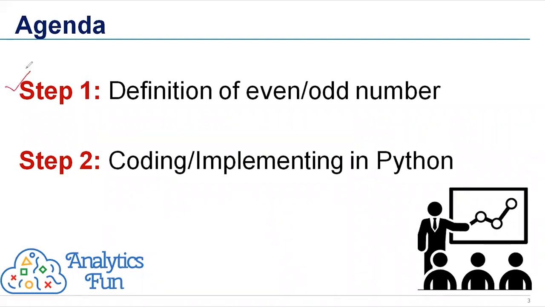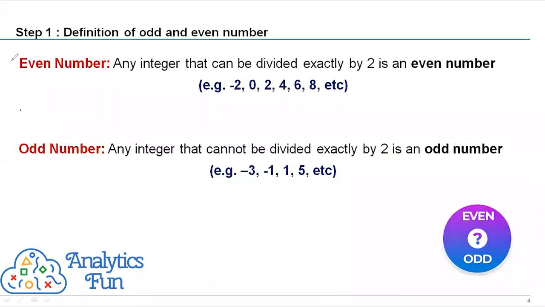In step 1, we will define what is even or odd. And in step 2, we will implement the code in Python. So now moving to the definition of the even number. An even number is an integer that can be divided exactly by 2. So examples are -2, 0, 2, 4, 6, 8.